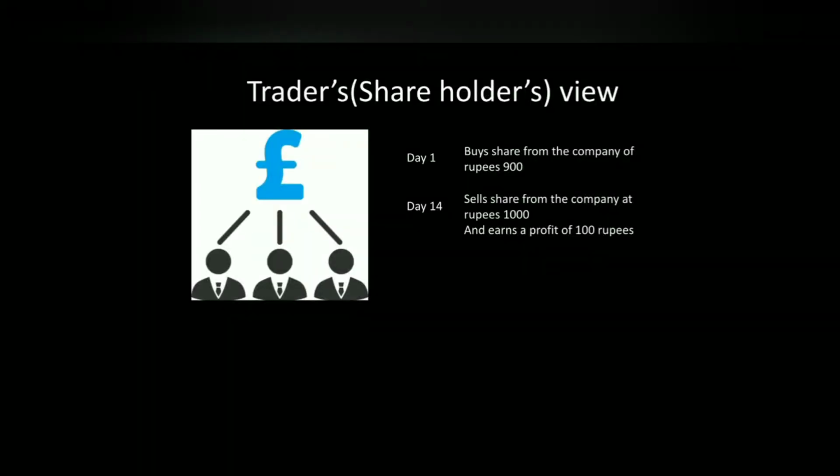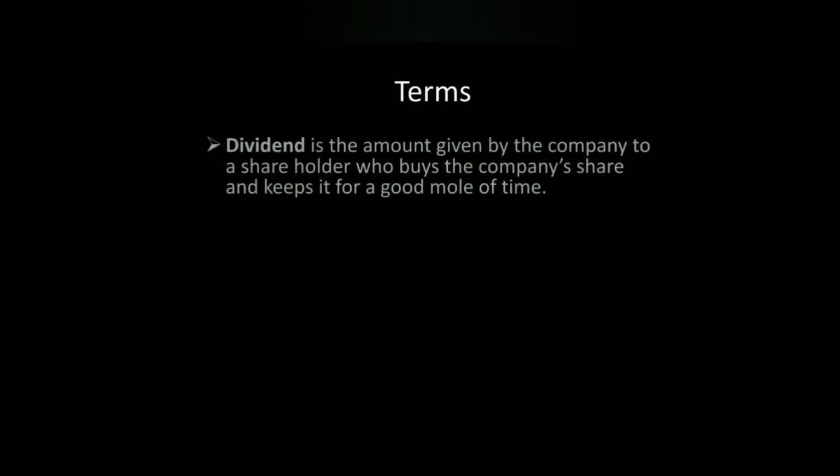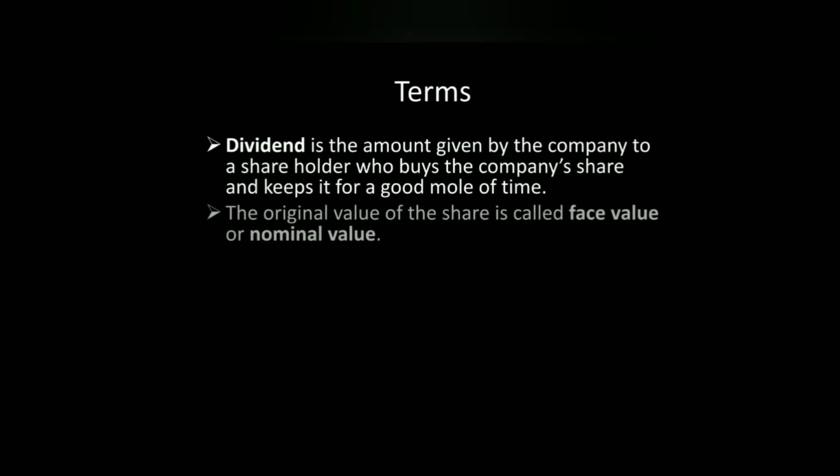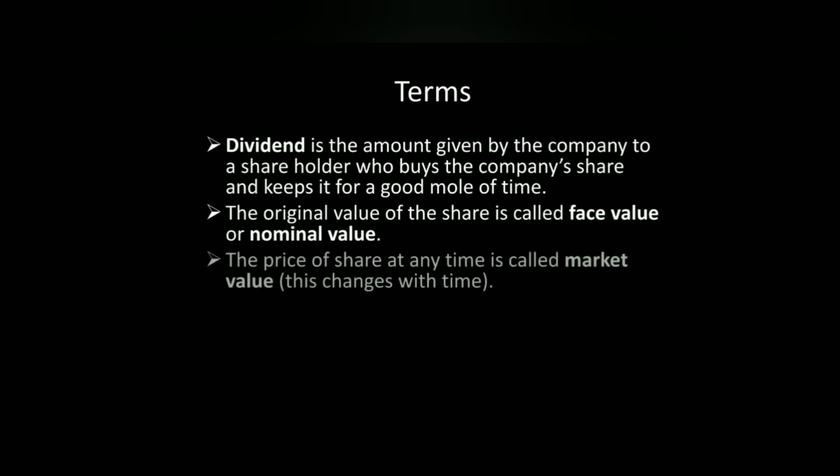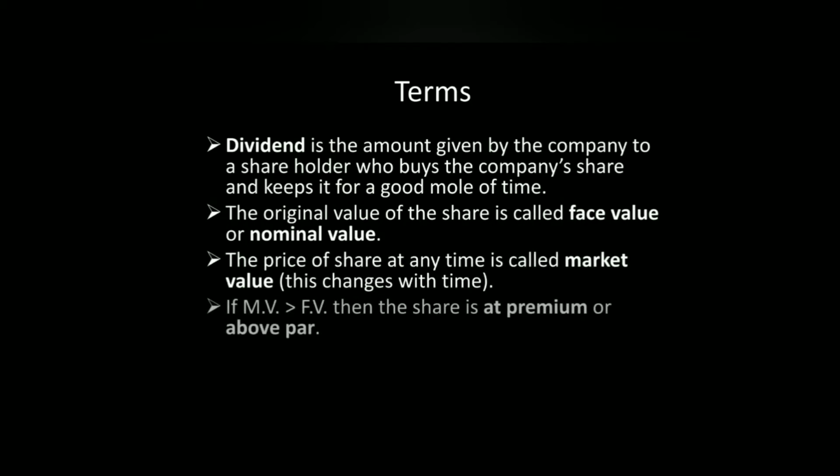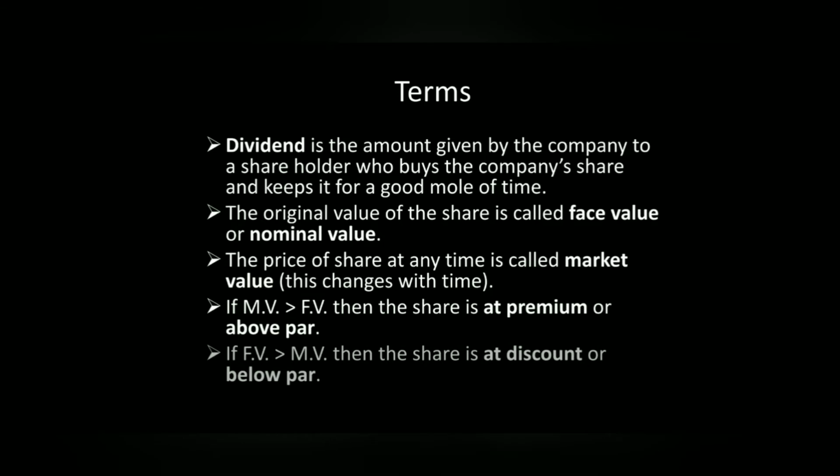Let's see some terms related to shares and dividends. Dividend is the amount given by the company to the shareholder who buys the company share and keeps it for a good amount of time. Which means dividend is the profit which the shareholder gets from the company. Nominal value, as I told you, is the original value of the share.